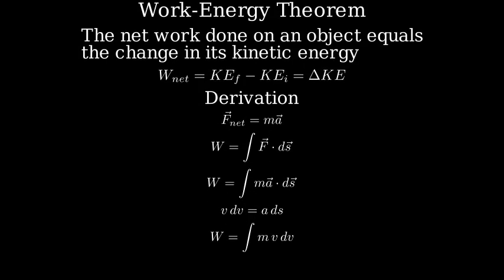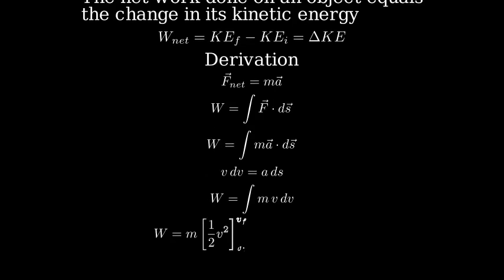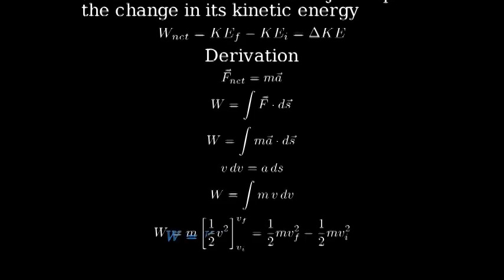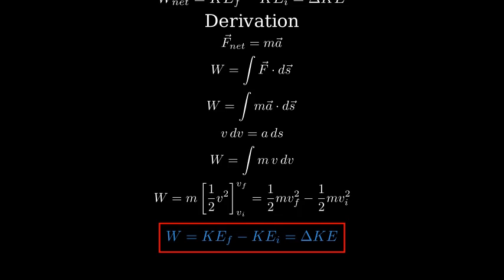Using the kinematic equation v dv equals a ds, we can rewrite this as m times the integral of v dv. Integrating, we get m times 1/2 v squared evaluated from the initial to final velocity, which simplifies to 1/2 mv final squared minus 1/2 mv initial squared. So we've proven that the work done equals the final kinetic energy minus the initial kinetic energy. This is the work-energy theorem.